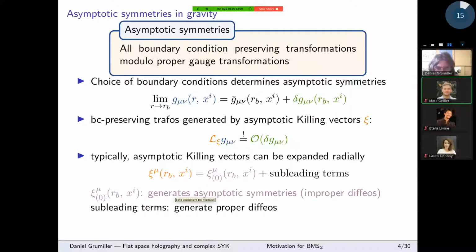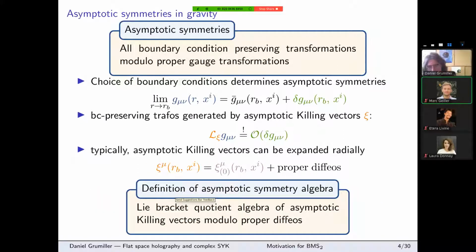And typically, these asymptotic Killing vectors can be expanded radially. You can expand these asymptotic Killing vectors xi into a leading order part, which again typically generates the asymptotic symmetries. So those diffeomorphisms that are not proper diffeos but improper diffeos, they can change the physical state, and there are some non-trivial and non-vanishing boundary charges associated with this. And then there are subleading terms which generate proper diffeos, and they are modded out in the asymptotic symmetries.